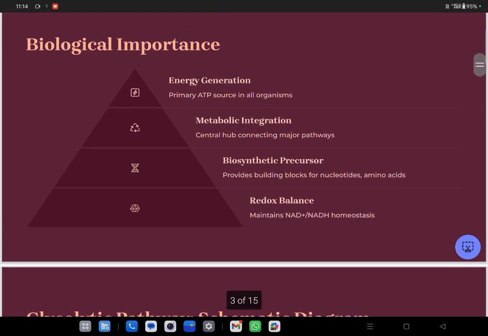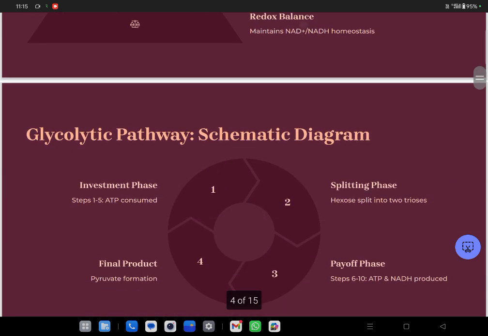And it has a redox balance. It maintains the NAD plus NADH homeostasis. NADH is a hydrogen carrier, an energy-bearing molecule which is needed in the electron transport chain. So it maintains the amount of NAD plus and NADH in the cell in the right balance. NAD plus is already oxidized, the hydrogen has been removed, and when you reduce it, this NADH is a much higher energy form. This is generated during glycolysis.